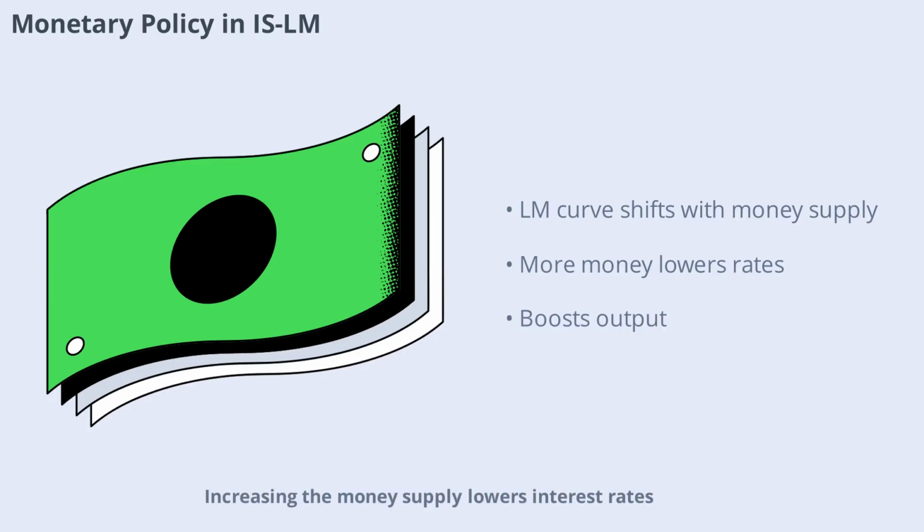Increasing the money supply lowers interest rates, shifting the LM curve to the right and boosting output. Tightening the money supply has the opposite effect. The IS-LM model helps us visualize how central banks can influence economic activity through monetary interventions.